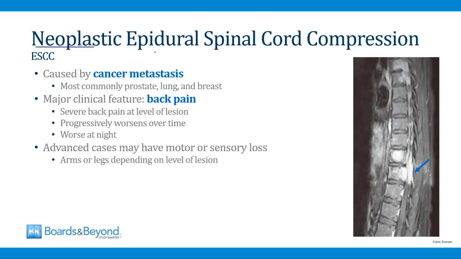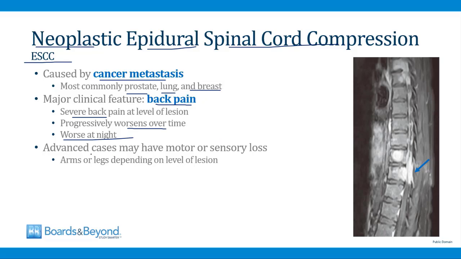A neoplastic epidural spinal cord compression, sometimes called an ESCC, is a form of spinal cord compression caused by cancer metastasis. Most often this occurs when patients have prostate, lung, or breast cancer that has spread to the spine. And the major clinical feature when someone has a metastasis to the spine is back pain. They can present with severe back pain at the level of the lesion. It progressively worsens over time as the mass grows, and it tends to be worse at night, just like we talked about in the last slide.